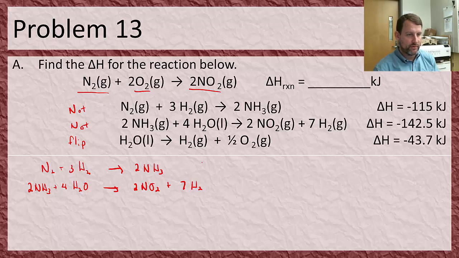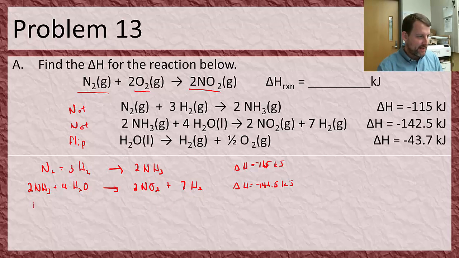And this last one, oh, let me do the enthalpies here, sorry. Delta H is equal to negative 115 kilojoules. And this delta H is equal to negative 142.5. Oddly detailed number there. I don't know why I put the decimal place on there. Not good thinking. And then this one we're going to flip.